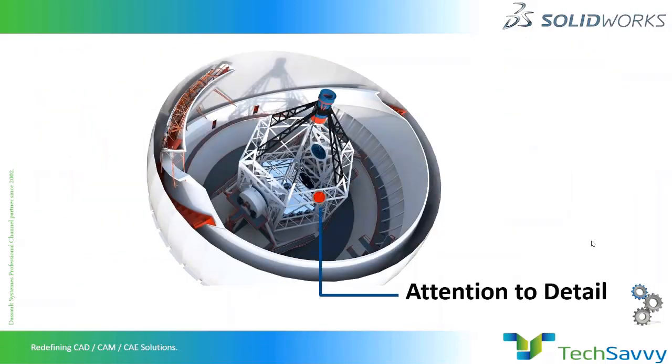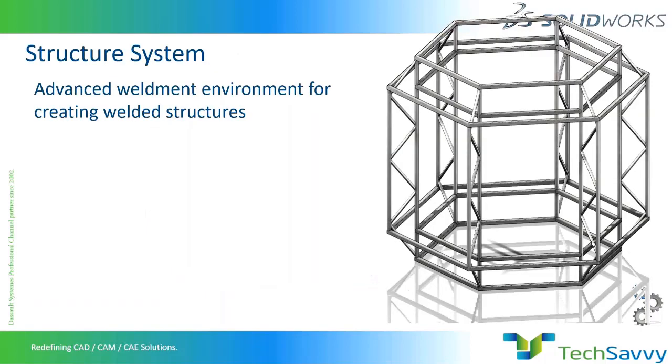Now, till now we have talked about performance. Now let us talk about attention to detail. So when we talk about attention to details, we need to understand all those small areas which need to be detailed when we are designing our heavy equipments. So for example, let us talk about structures.